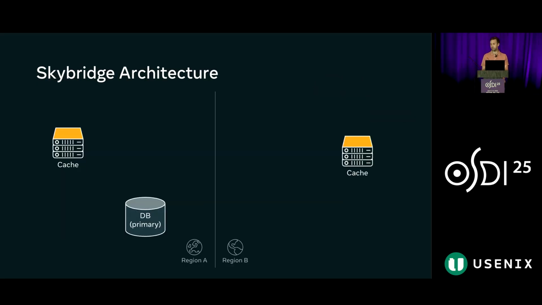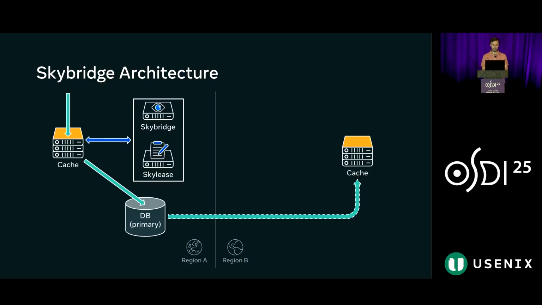Here's an overview of how Skybridge operates. On write requests, cache hosts issue writes to the database. The write is sent through the async replication pipeline as normal. Additionally, cache hosts coordinate with several other services as part of handling writes. First, they open leases on the database shards that they want to write to. Skybridge uses leases to track who is writing to which shards and determine its data completeness. More on that in a second.